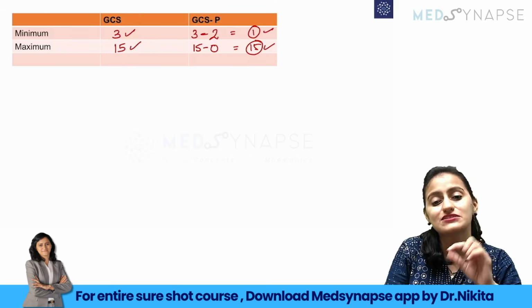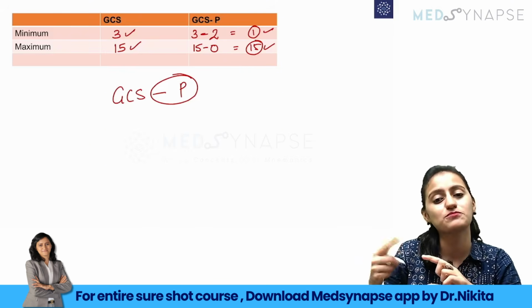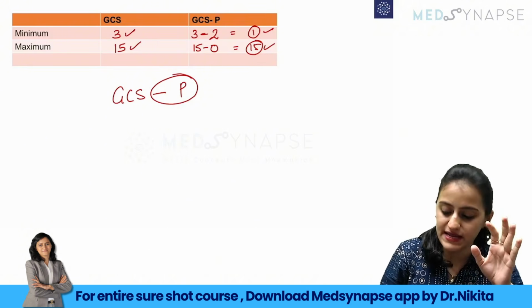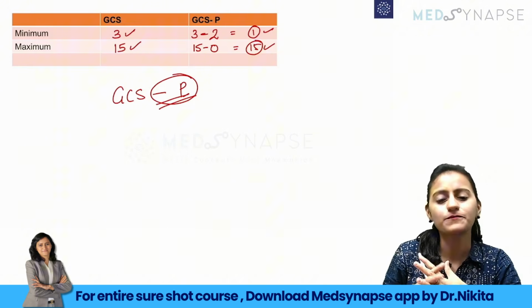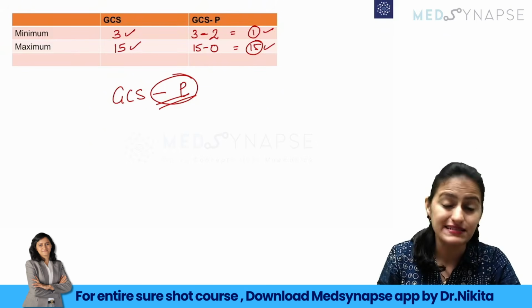For GCS, it is 3 and 15. Because from the GCS, we are subtracting the pupil reactivity score. So it's actually like a negative score, right? So the higher the number, the more you are basically subtracting there.